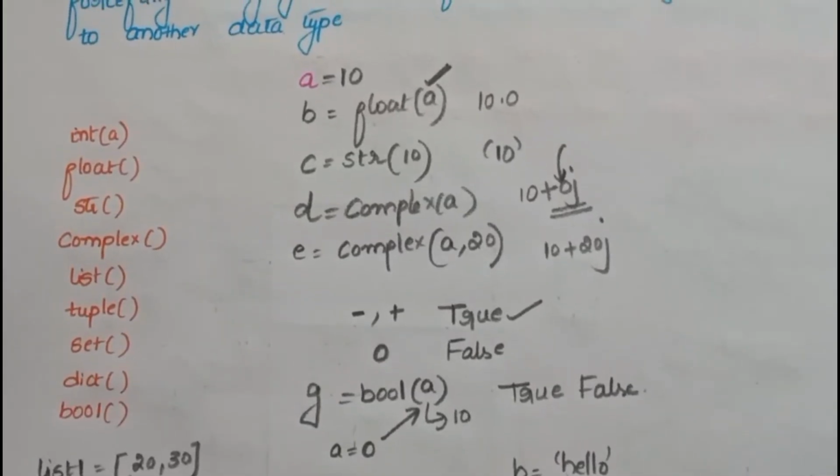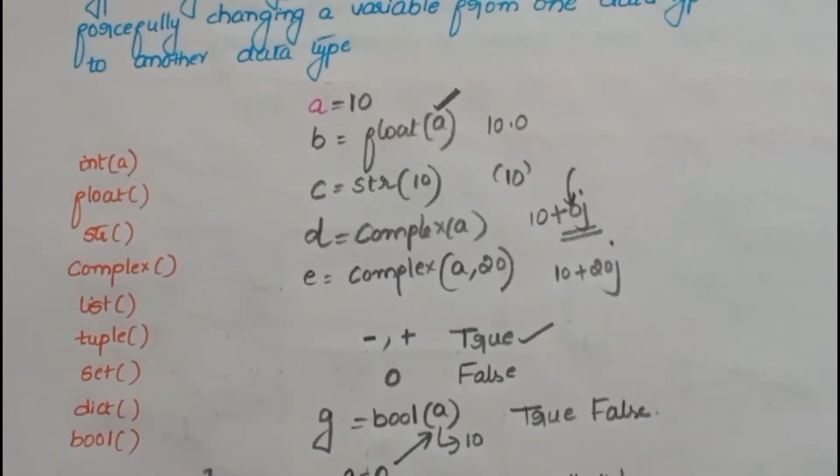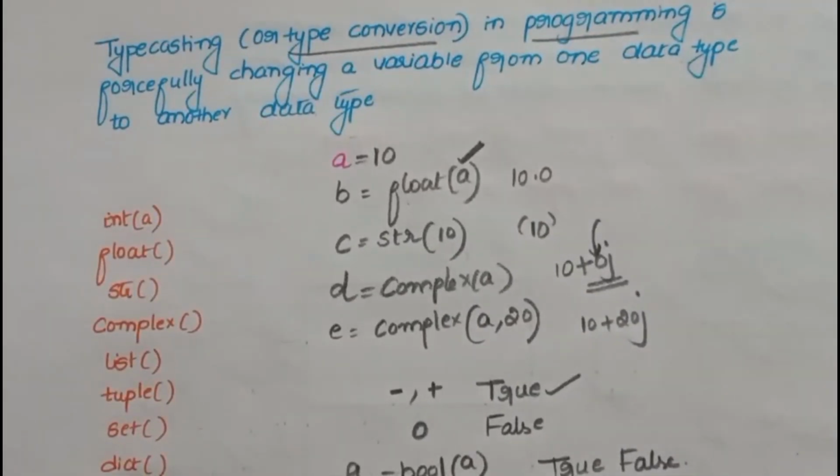Typecasting is nothing but converting, forcefully changing a variable from one data type to another data type. In the next video, we will discuss mutable and immutable data types in Python.